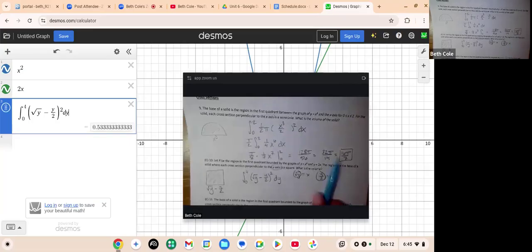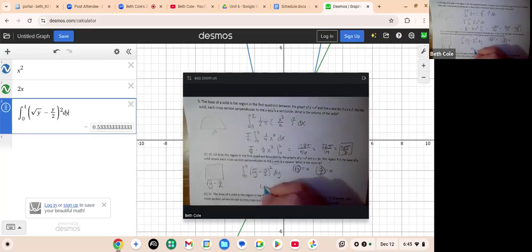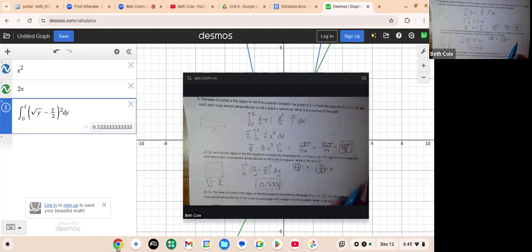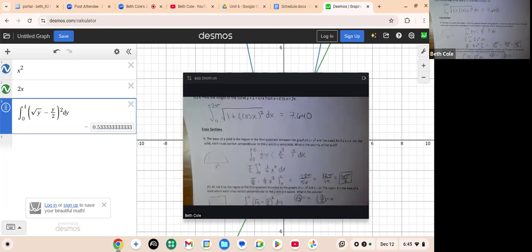And it's super fun to watch me typing things. But I want to get a numeric answer so you can practice typing it as well, and make sure you can use the calculator because that is an important skill. All right, 0.5333333.